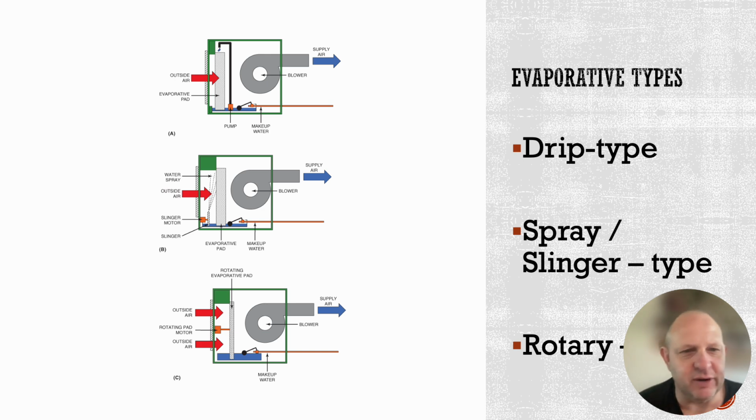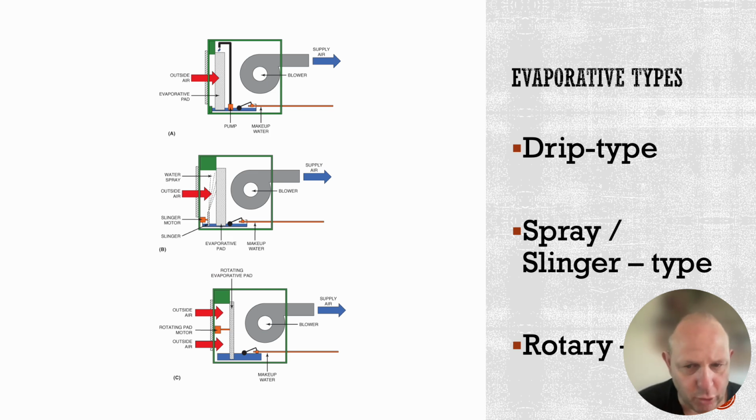Looking at the different types of evaporative coolers, we have a drip type, which is shown in the book and also on the PowerPoint that you are viewing right here. Then the sling and sprayer type, and then the rotary type. With the drip type, we are just dripping water over the top of a media, and then air is passing over that media. With the spray or slinger type, we are spraying that moisture up into the airstream itself. It is again going over a piece of media that the air is passing through.